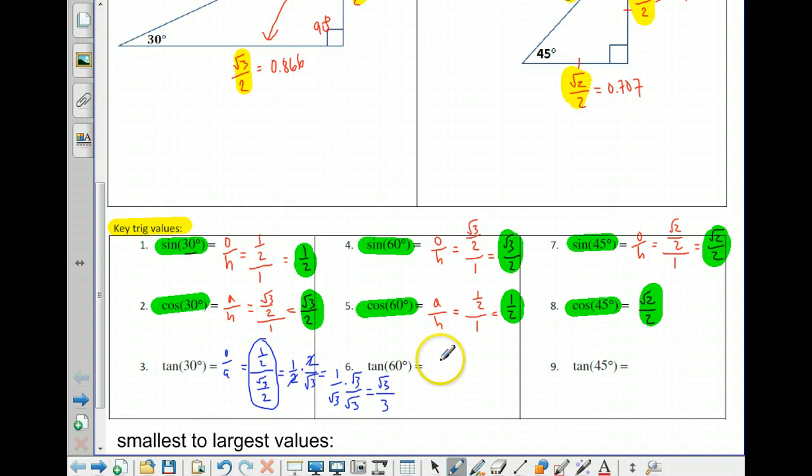Tangent of 60 is going to be exactly the reverse of this. So instead of 1/2 divided by square root of 3 over 2, it's going to be square root of 3 over 2 divided by 1/2. And if we all paid attention to Xavier, we would know it would be square root of 3 over 2 times what? 2 over 1, the reciprocal of the denominator. These cancel out, so you're just left with square root of 3.